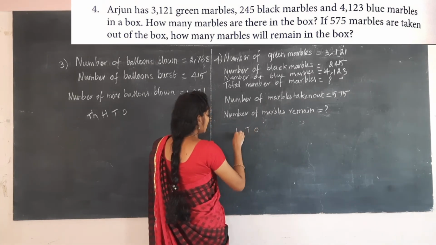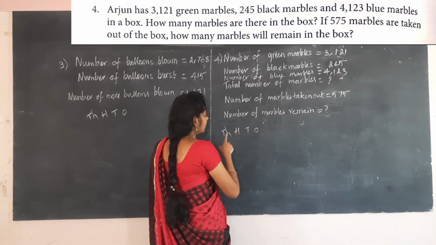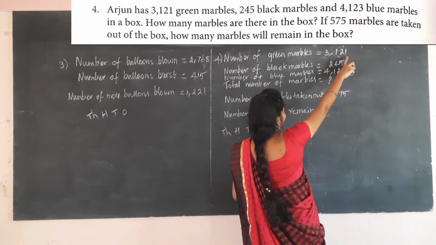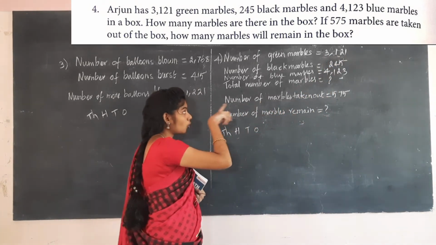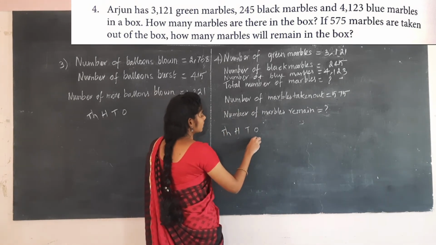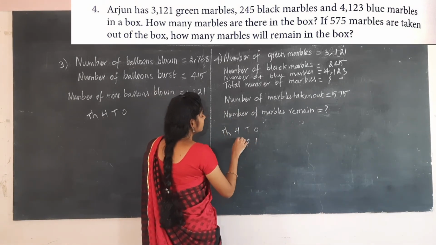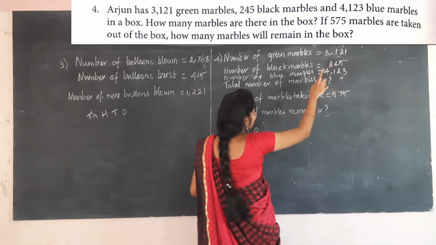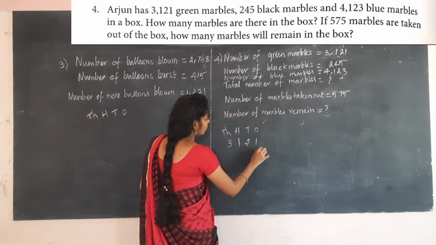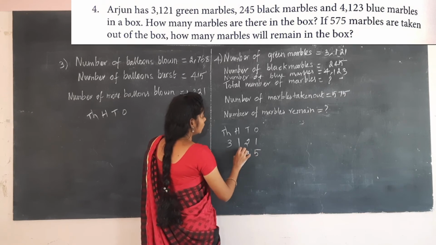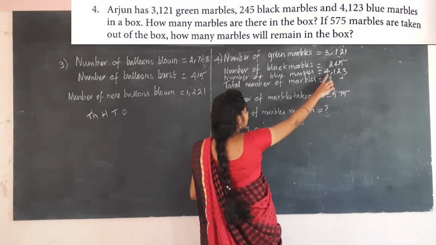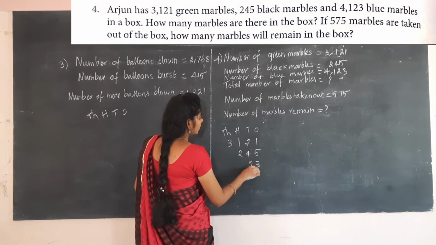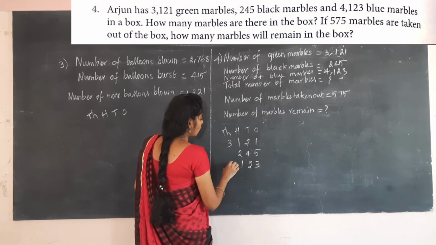Ones, tens, hundreds, thousands. We are writing up to the thousands place because we have a 4-digit number. So write up to thousands place: 1 in ones, 2 in tens, 1 in hundreds and 3 in thousands. And the next number, 245: 5 in ones, 4 in tens, 2 in hundreds. And the next number is 4123: 3 in ones, 2 in tens, 1 in hundreds, 4 in thousands.